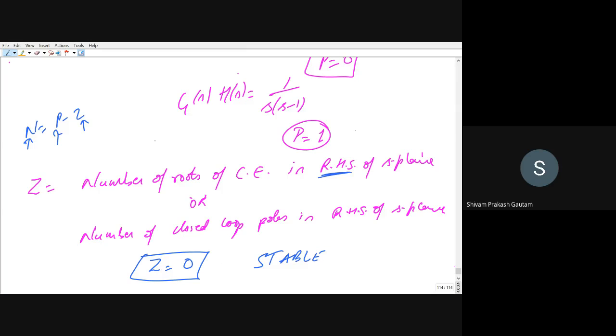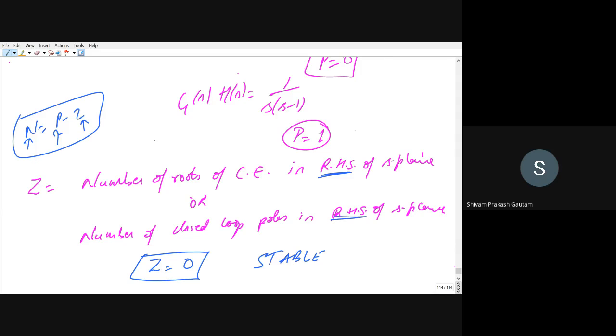If Z is equal to 0, that means there are no closed loop poles in the right hand side of S plane. And how can you determine Z? By this formula: N is equal to P minus Z. P is known, N is the encirclement, which we will find out by the Nyquist plot. So the value of Z can be found out. Z is the number of closed loop poles in the right hand side of S-plane.